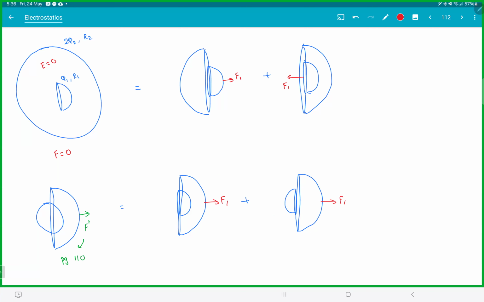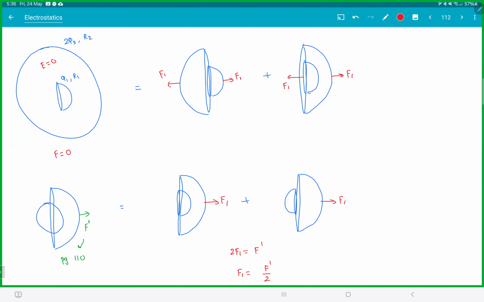Is this making sense, everyone? So basically, by repulsion, if the big shell is pushing with this F1, this is being pushed this way with F1. So they're pushing each other with F1 and F1. Here you can clearly see 2F1 will be equal to F dash. From there we get F1 equal to F dash by 2.